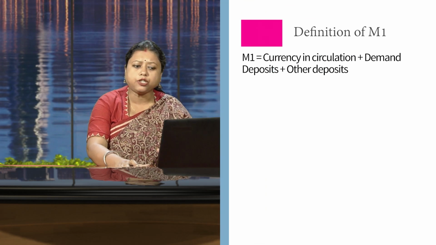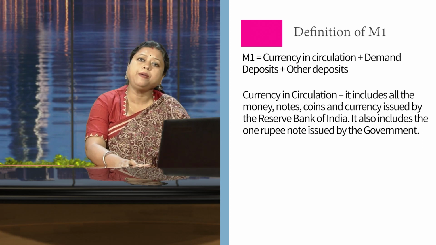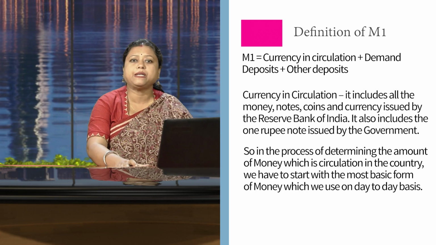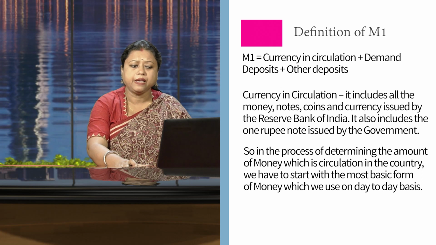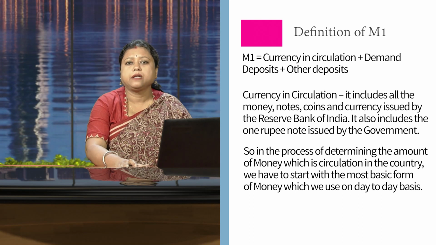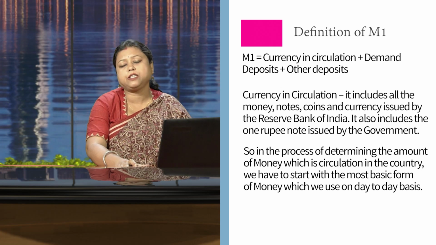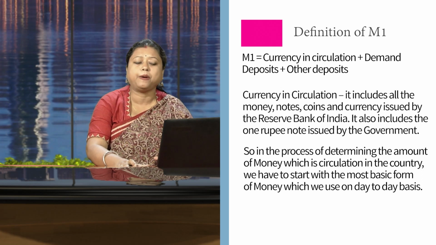Now, if we look closely at the definition of M1, as I said, M1 basically implies the currency in circulation plus demand deposits plus other deposits. What do we mean by currency in circulation? It basically includes all the money, notes, coins, and currencies that were issued by the Reserve Bank of India. And we all know that the 1 rupee note or coin is not issued by the RBI. It is basically issued by the government of India. So it also includes the 1 rupee notes that are issued by the government.